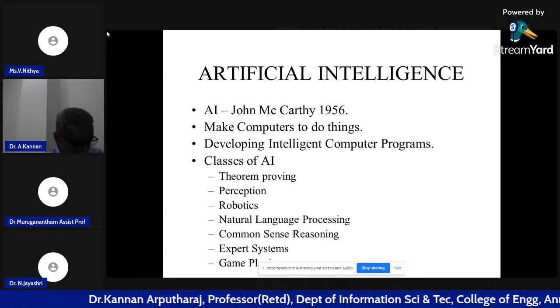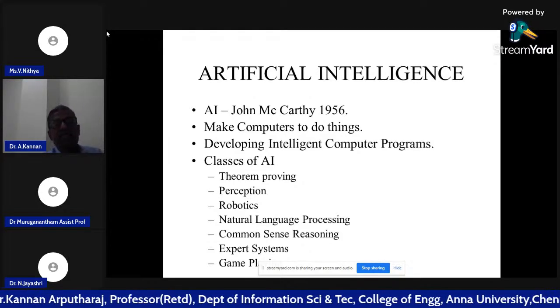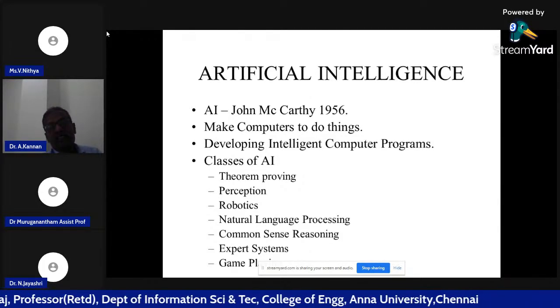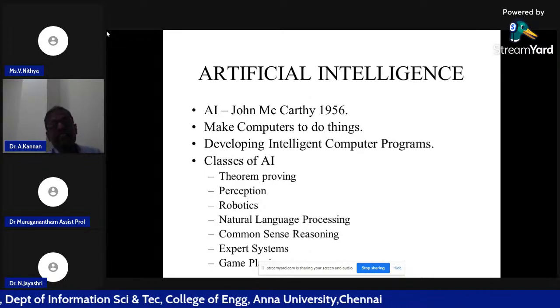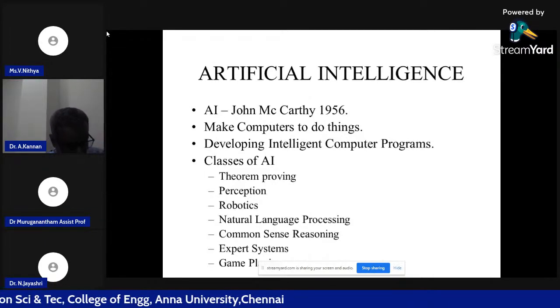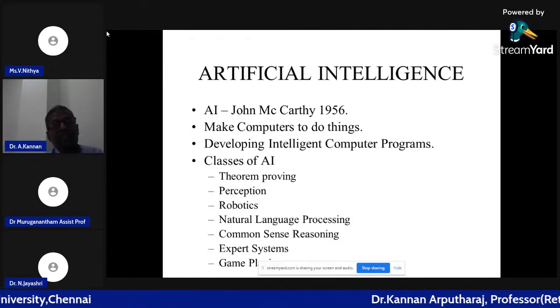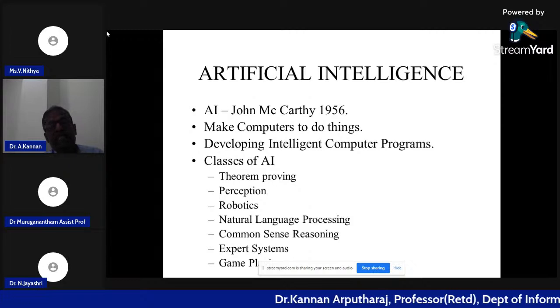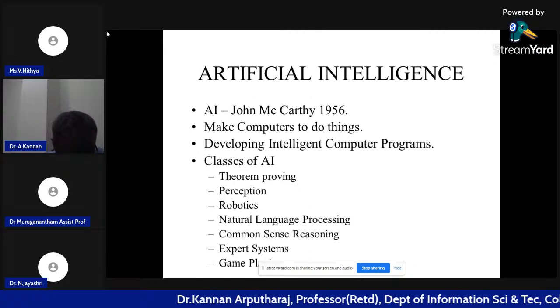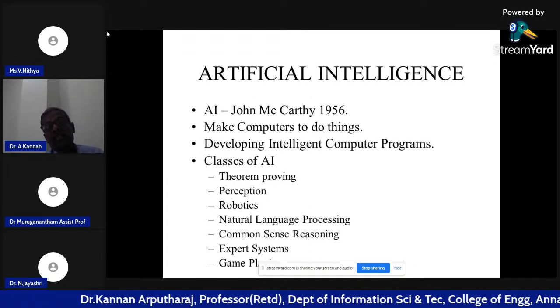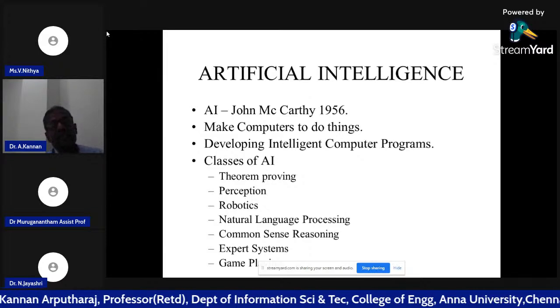Robotics is another area of artificial intelligence. It is used everywhere, at least for weightlifting. It is used as a receptionist. It is used for teaching also in classes. It is used for transporting. Medical assistance it is providing. So many robots are there.